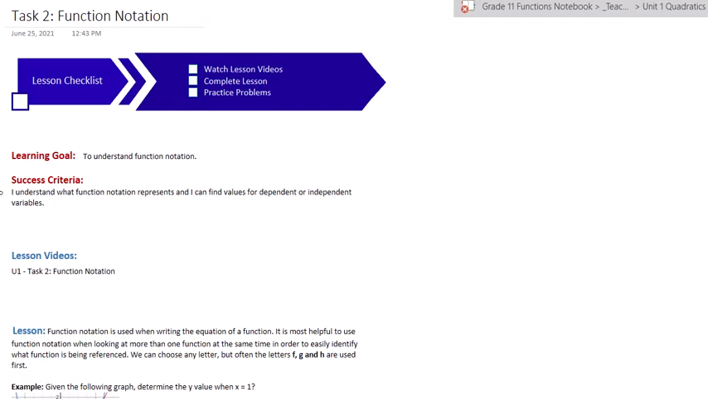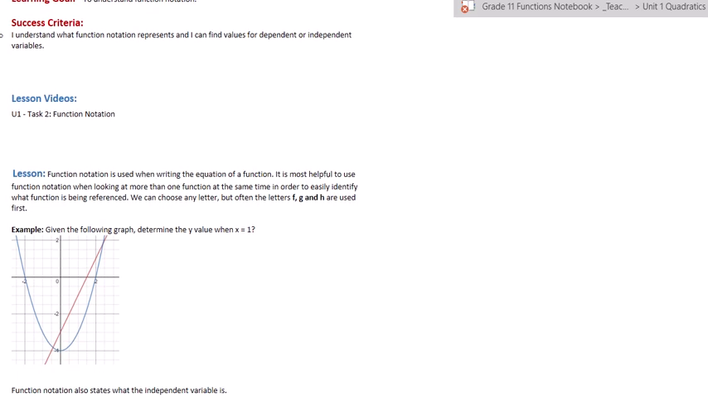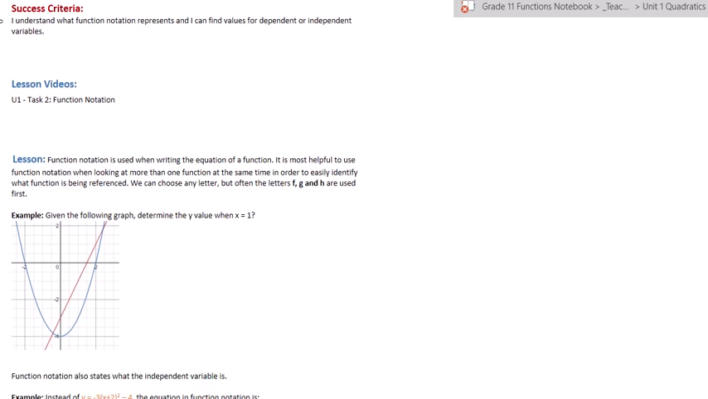This lesson will cover function notation. The learning goal is to understand function notation, and the success criteria is you can understand what function notation represents, and you can find values for dependent and independent variables. So function notation is used when writing the equation of a function.